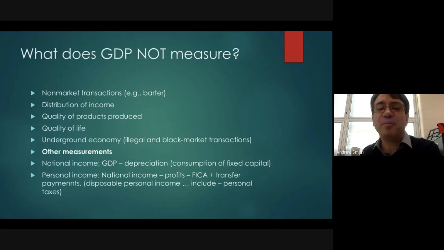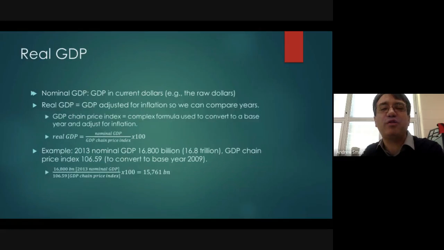The personal income, you can kind of see there, is national income minus profits, minus Social Security, plus all transfer payments. And we are not going to look at those. Those are in the book. Just to let you know, there are other measurements of the national economy, but essentially national income is how much the United States makes in a year. Personal income is how much individuals make in a year. Those may be a little bit more relevant to each individual, but those are much less used, so we're not going to focus on those.